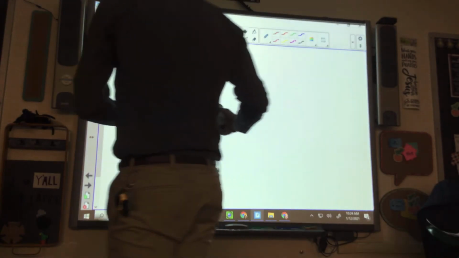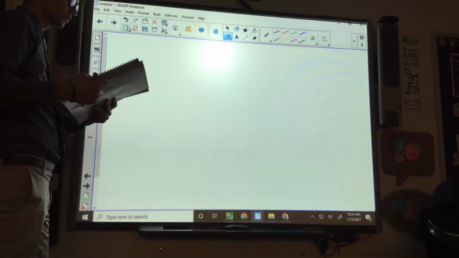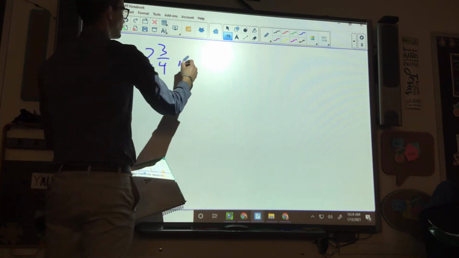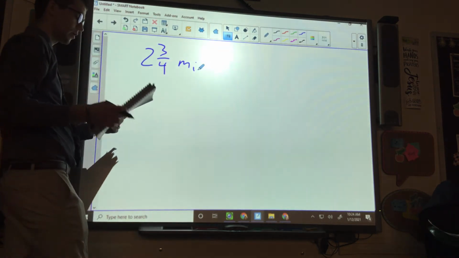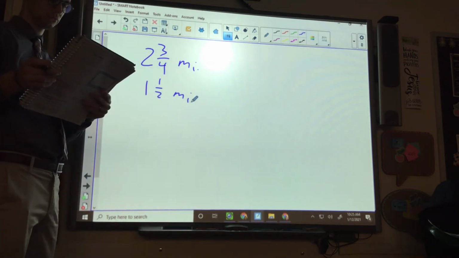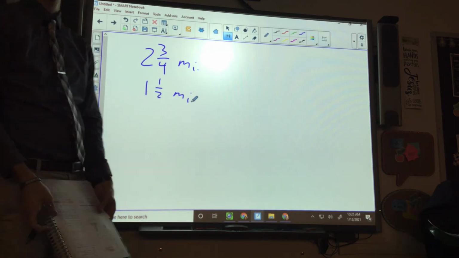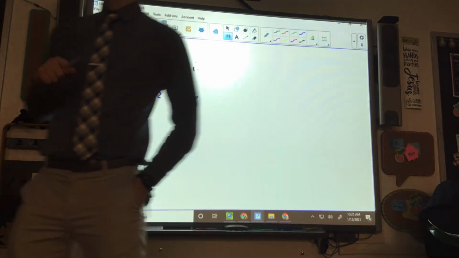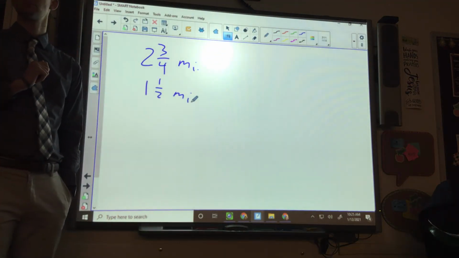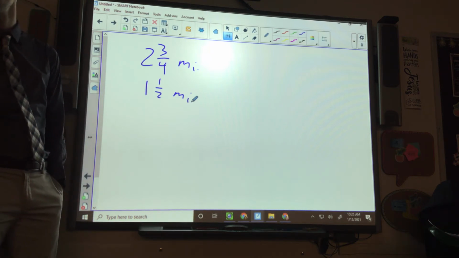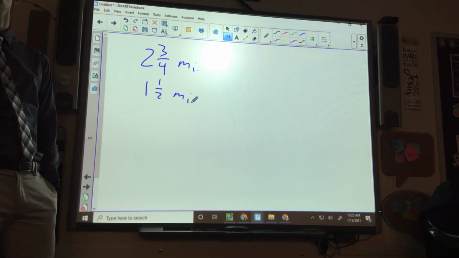All right. Bottom of page 141 now. Adding mixed numbers with renaming. Serena jogged 2 3/4 miles and walked 1 1/2 miles. How many miles did she jog and walk all together? So I have to start off adding what first? The whole numbers.